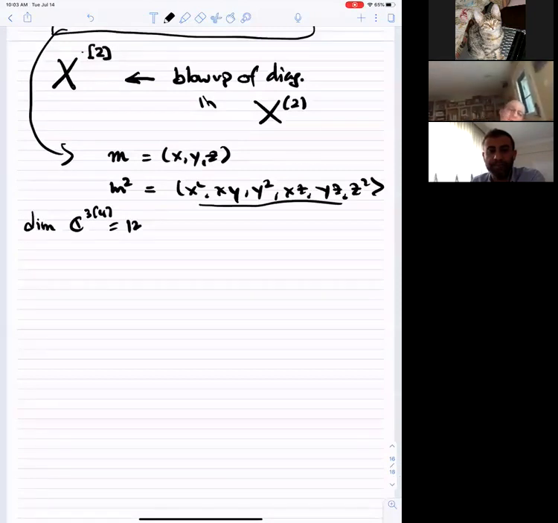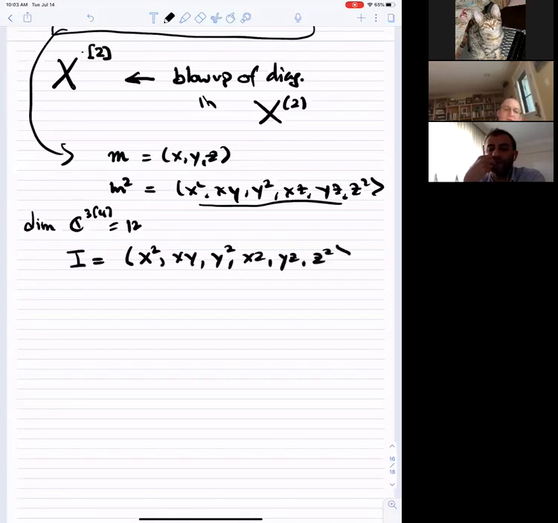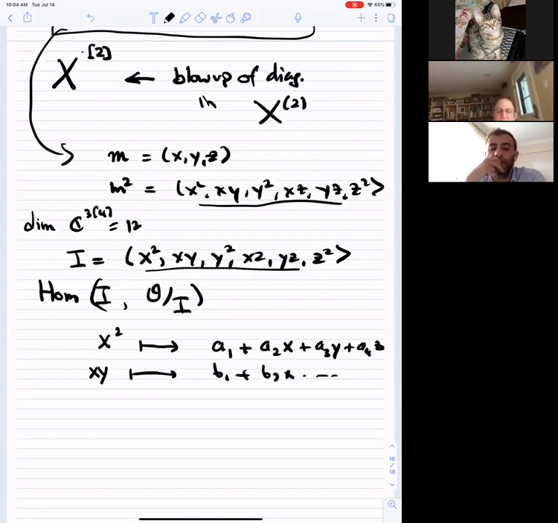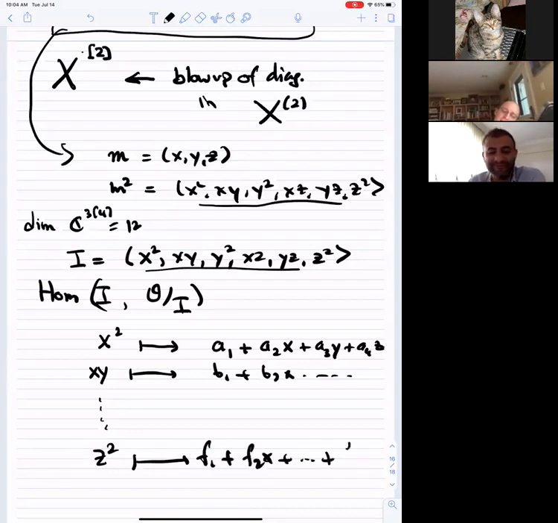So let's see what it looks like. I is generated by, let's compute the dimension of the tangent space, x squared, xy, y squared, xz, yz, z squared. I need to give you a homomorphism from I to O mod I, a graded k[x,y,z] homomorphism from this thing to this thing. What does that mean? I need to tell you where x squared goes: a1 plus a2x plus a3y plus a4z. Then xy has to go to b1 plus b2x, things like this, and z squared goes similarly. So we have 6 of these, a, b, c, d, e, f. So it's f1 plus f2x plus f4z.